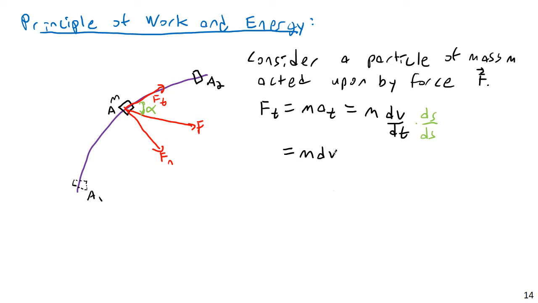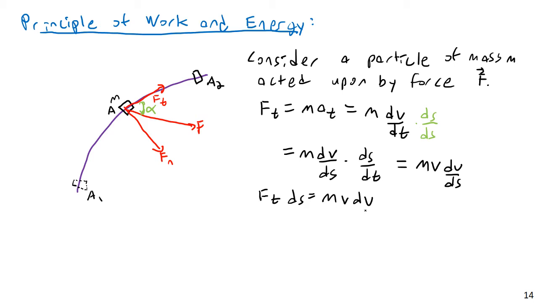m dv/ds times ds/dt. Okay, so what does that do for us? Well, ds/dt, we have a word for that. That's just velocity, or speed in this case: m v dv/ds. Or I could also say Ft ds is equal to m v dv. Maybe we're getting somewhere.